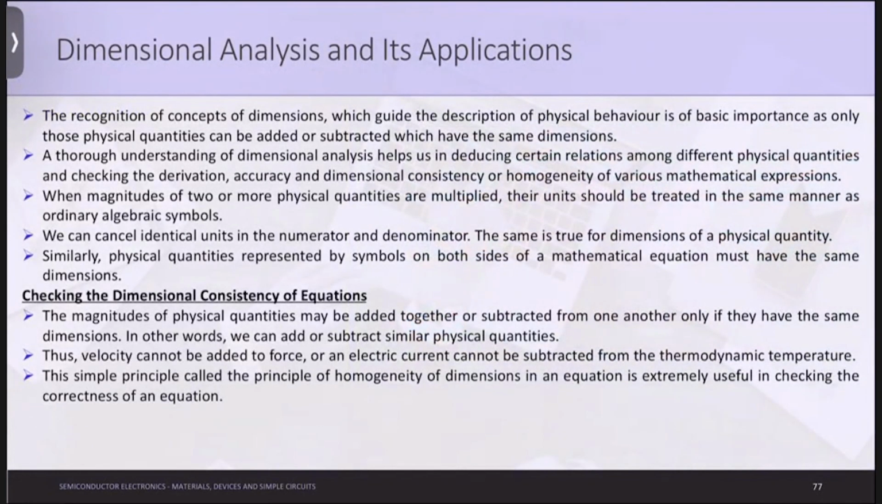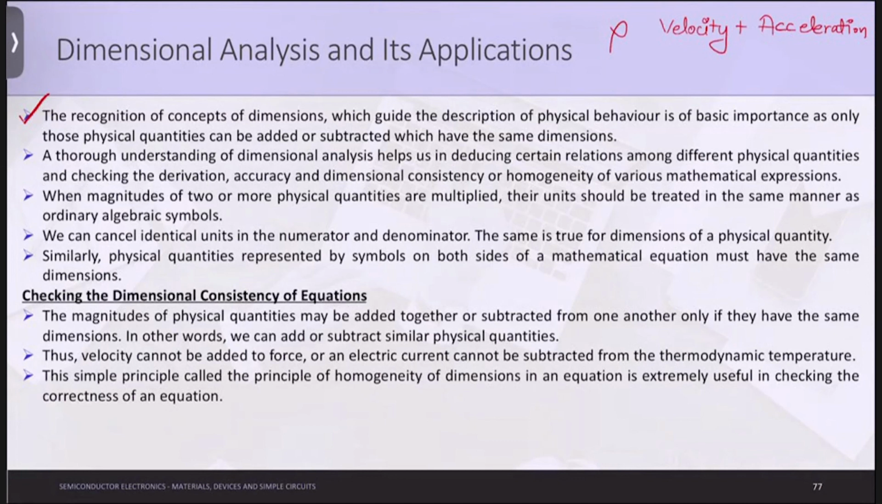The recognition of concepts or dimensions which guide the description of physical behavior is of basic importance, as only those physical quantities can be added or subtracted which have the same dimension. Quite evident. For example, we cannot add a velocity to an acceleration. Velocity plus acceleration has no usage, and first of all, it cannot be added. Only velocity can be added to velocity and acceleration can be added to acceleration.